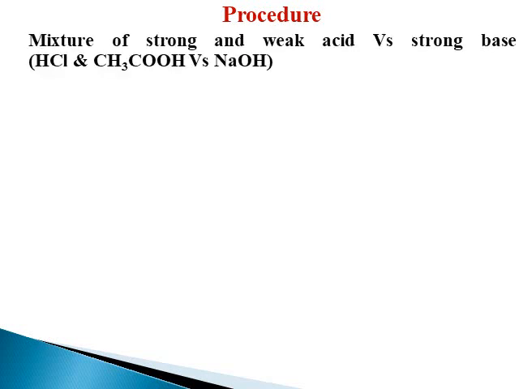When you add sodium hydroxide in 0.5 cc portions from the burette to a known volume of an acid mixture, let us consider an acid mixture of HCl and acetic acid mixed in different proportions. HCl is a strong acid, and acetic acid is a weak acid. This mixture of a strong and a weak acid is titrated with a strong sodium hydroxide solution whose normality is known.